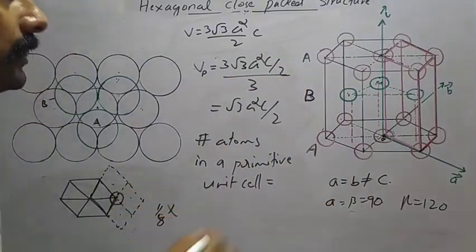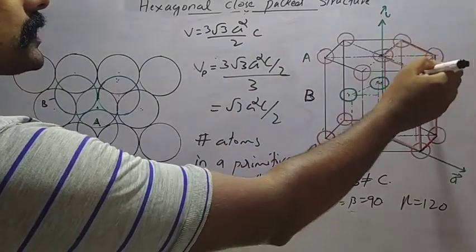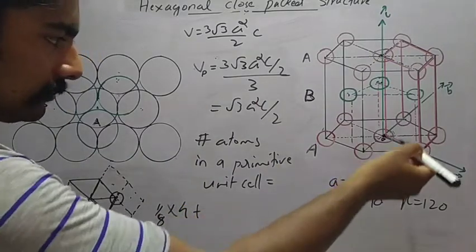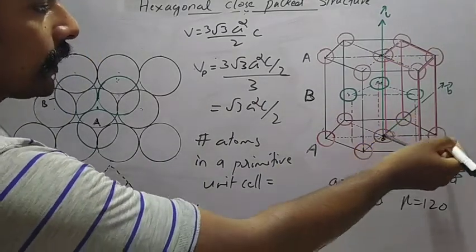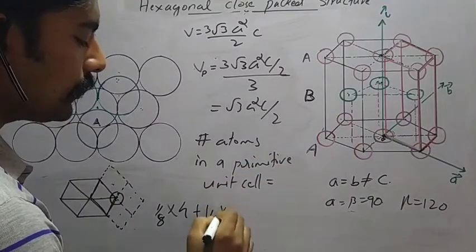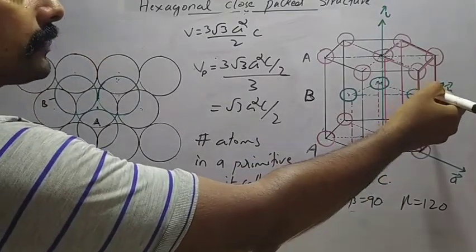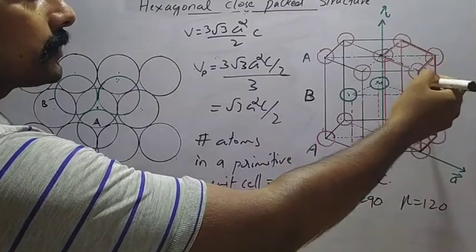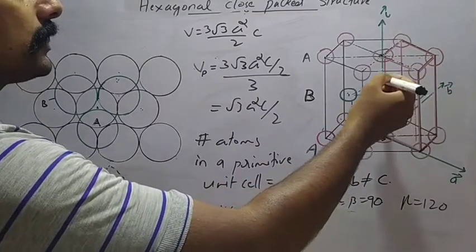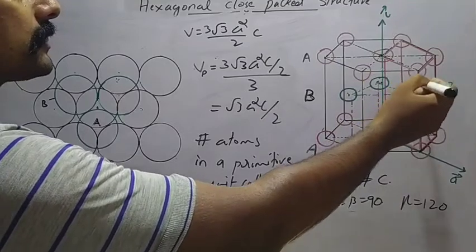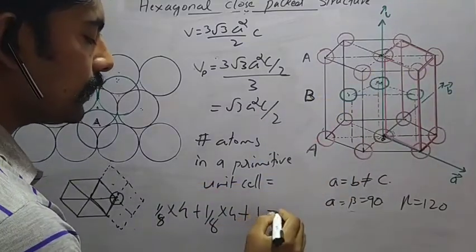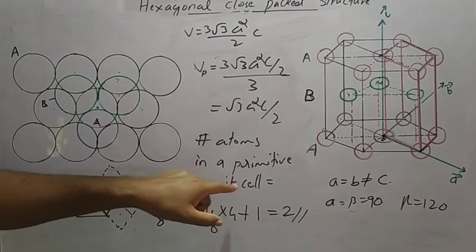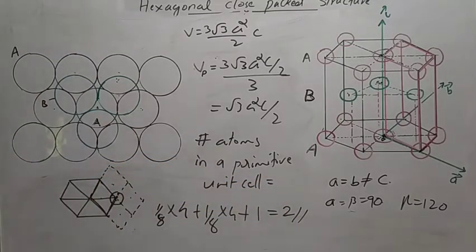So 1/8 into 4 atoms at this layer, plus, when we are considering the bottom layer, 1/8 into 4, plus we need to consider this atom, which belongs to layer B and is completely inside this primitive unit cell, that is 1. So 1 plus 1 equals 2. That means the number of atoms in a primitive unit cell is equal to 2.